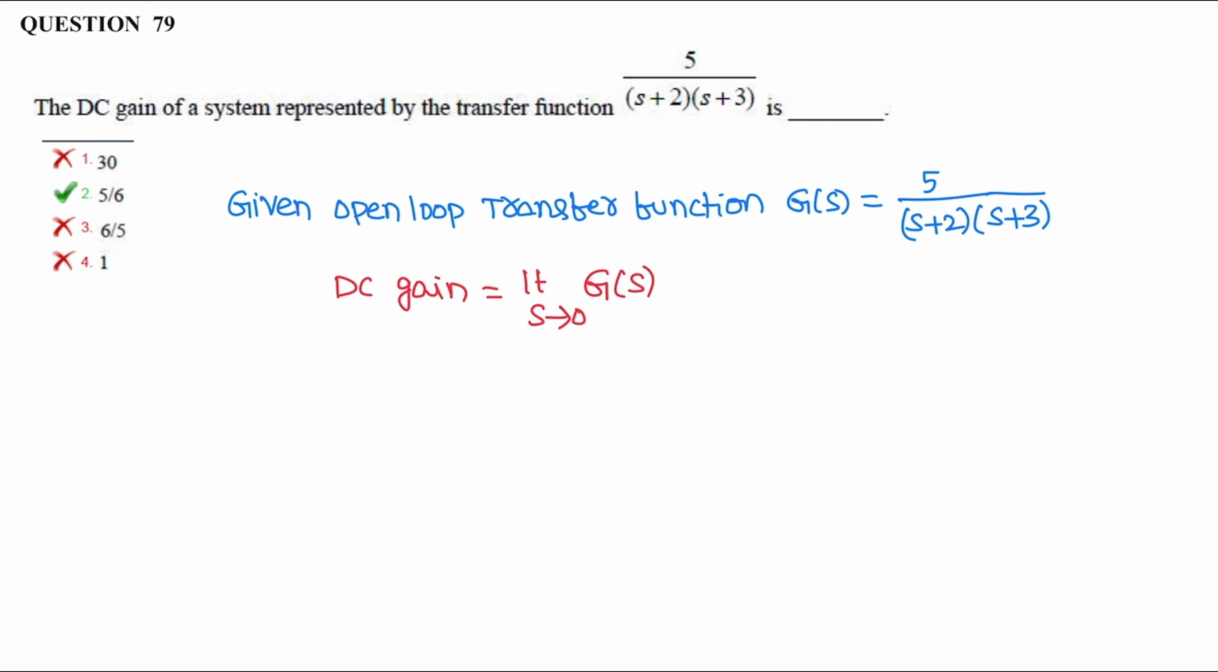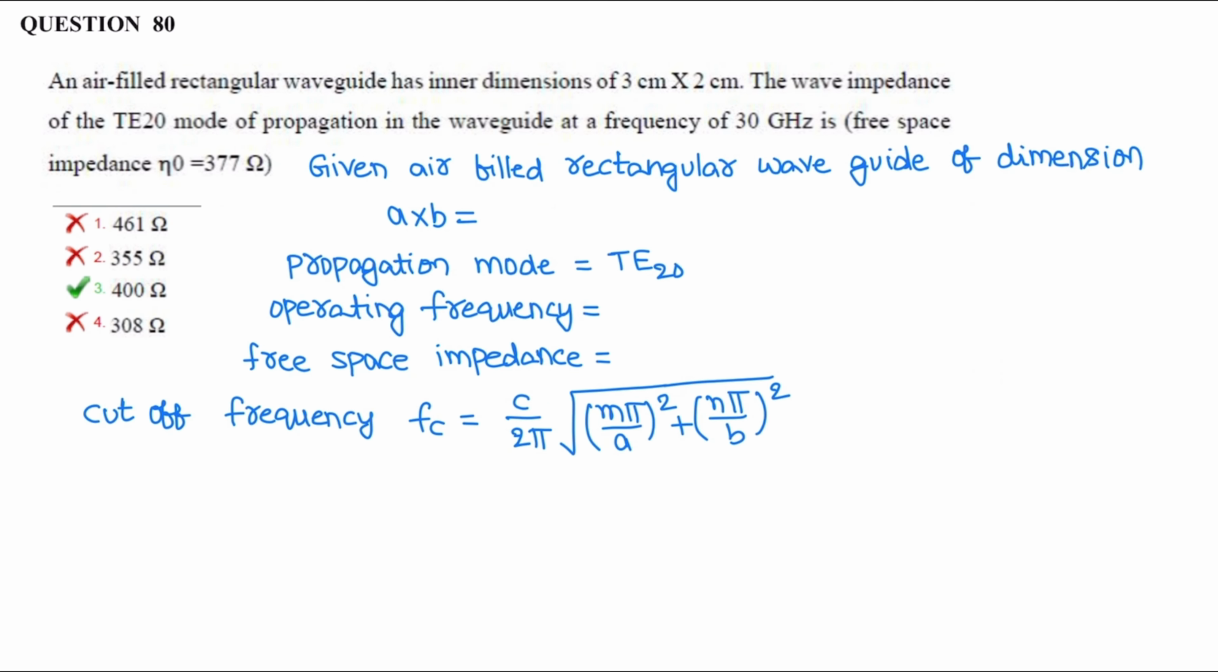Question number 79. The DC gain of system represented by the transfer function 5 by s plus 2 s plus 3 is. So given open loop transfer function G of s is 5 by s plus 2 into s plus 3. DC gain is limit s tends to 0 s into G of s, that is limit s tends to 0 G of s is 5 by s plus 2 into s plus 3. Put s is equal to 0, we will get 5 divided by 2 into 3, 5 by 6. DC gain is 5 by 6. Correct answer option 2. Question number 80.